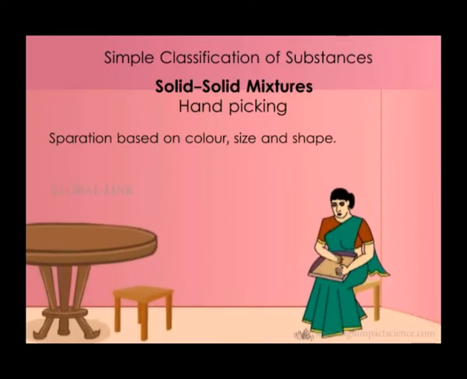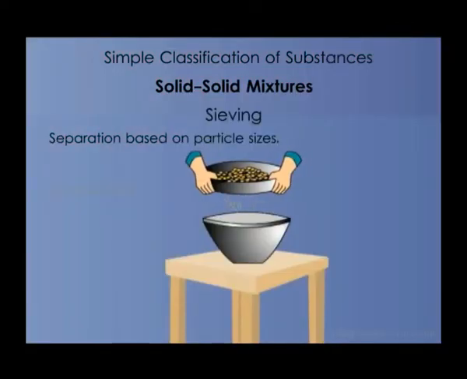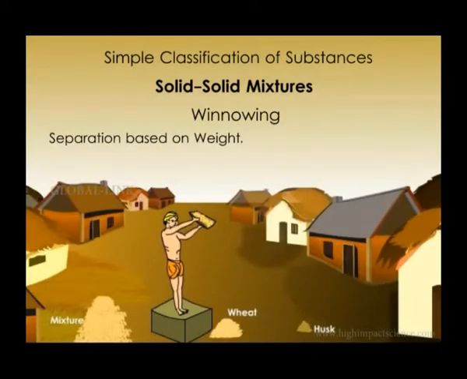Hand picking is used for separating the components of a mixture which are different in color, size, and shape. For example, cereals and pebbles. Sieving is a method used for separating solids when the constituents of the mixture are of different sizes. Winnowing is generally used to separate grain from husk after threshing. This method is based on differences in weight of the components of the mixture. The lighter components are blown away by the wind.